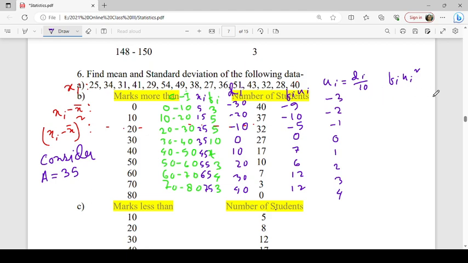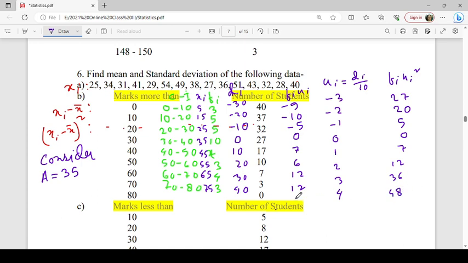So it is minus 9 into minus 3, it is 27. Minus 10 into minus 2 it is 20. Minus 5 into minus 1 it is 5. 0. And 7 into 1 it is 7. 2 into 6 it is 12. 3 into 12 it is 36. And 4 into 12 it is 48.